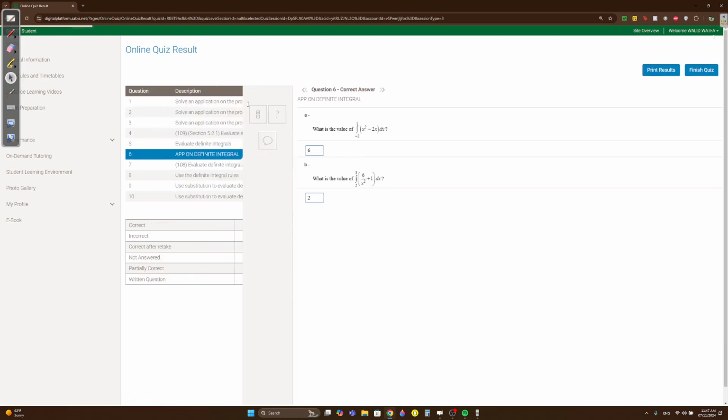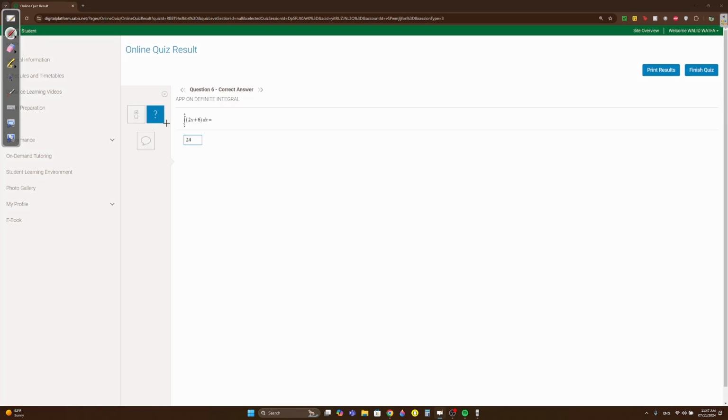Question 6. Here again, guys, same thing. These questions are all the same thing. You integrate, then find between 4 and 2. Integrate 2x plus 6. You're gonna get 2x squared over 2 plus 6x, right?